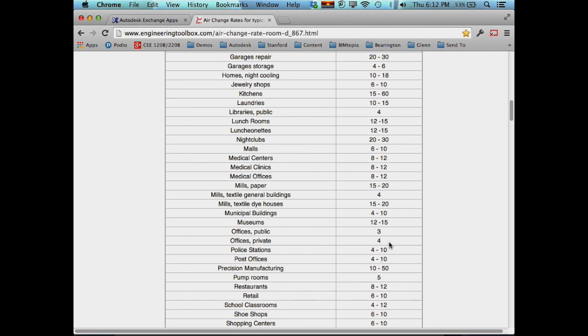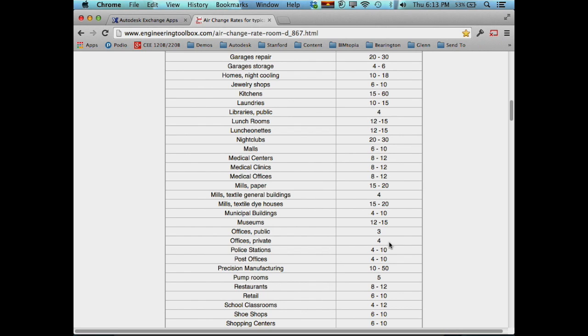If I had a space, I'll make it an easy space, 20 feet by 10 feet wide by 10 feet high. We say 20, 10, 10, so what is that? That's 2,000? Am I about right? I think that's it. Okay, so 2,000 cubic feet. So what this would tell us is if this was an office space, a public office or a private office, let's say it's a private office, I need 4 changes per hour.